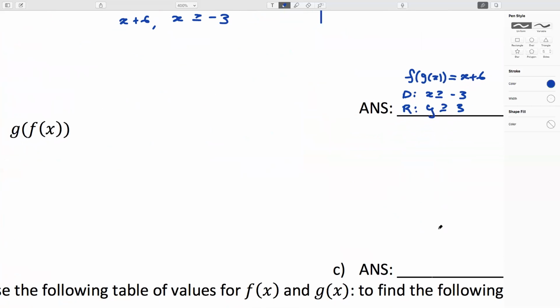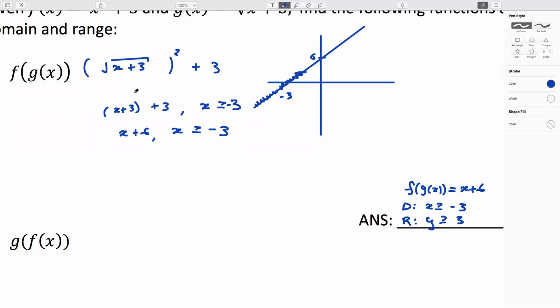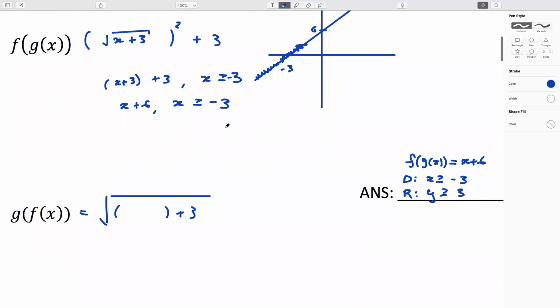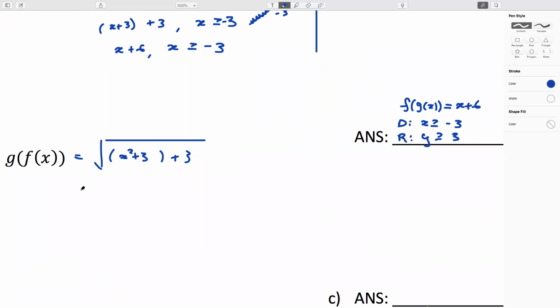G of f of x might be a little bit trickier because we have a different outer function. So g of x was root x plus 3. So we're going to go the square root of bracket plus 3. In the brackets, we are going to put f of x, which was x squared plus 3. And then we can go ahead and simplify this, and this will simplify to the square root of x squared plus 6.